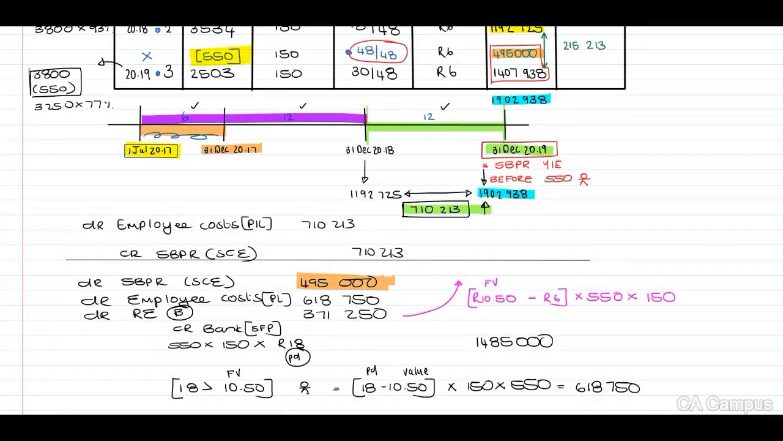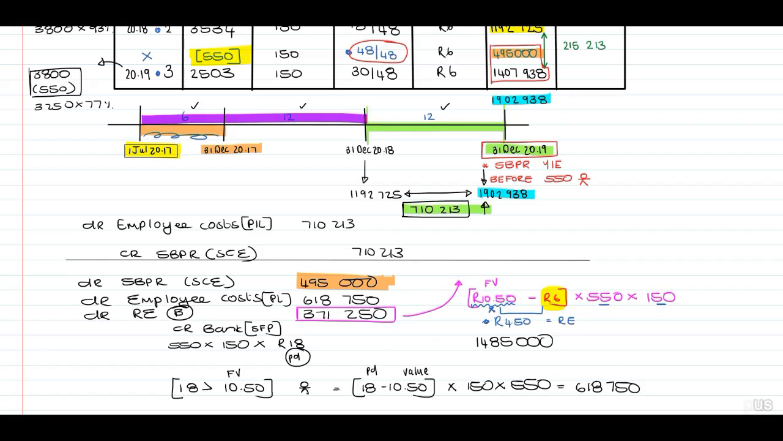If you look at the amount in terms of the retained earnings, you will remember that we have our fair value at grant date 6 Rand. The fair value at cancellation date is this 10 Rand 50. Our 550 employees times the 150 options. Therefore, the difference of this 4 Rand 50 will be recognized to our retained earnings.